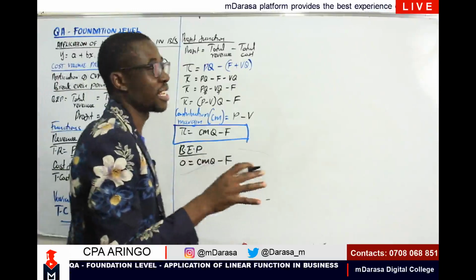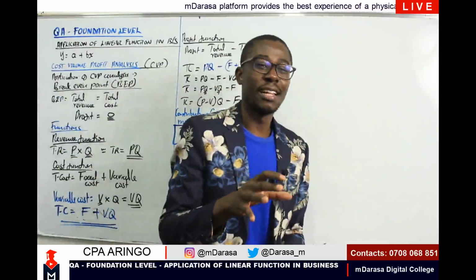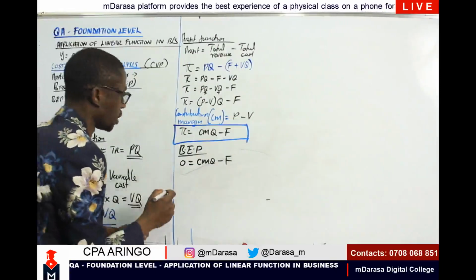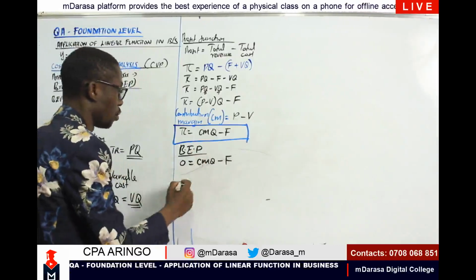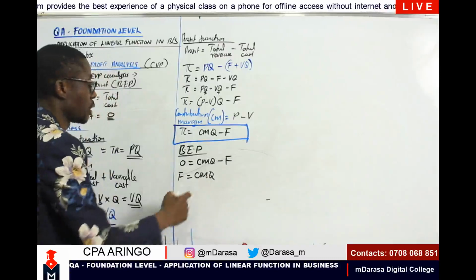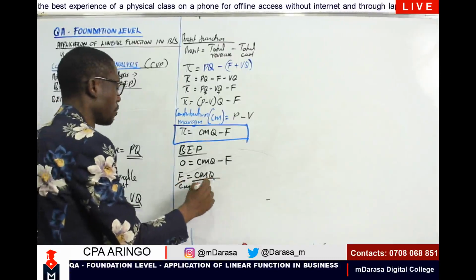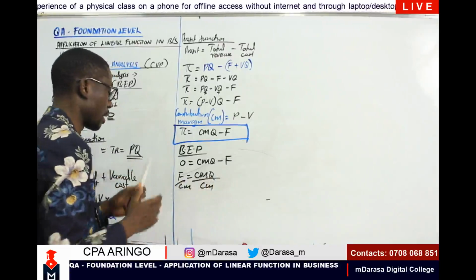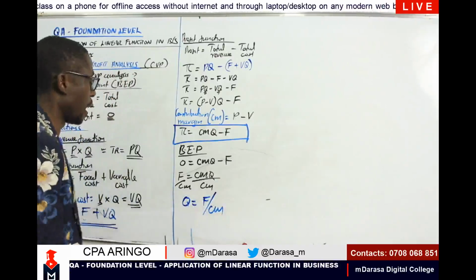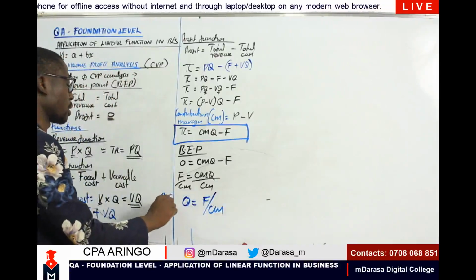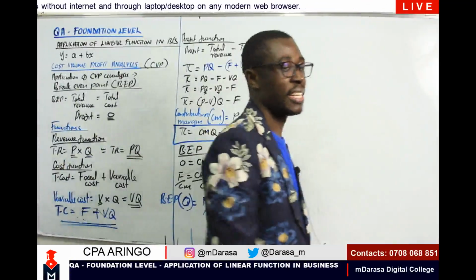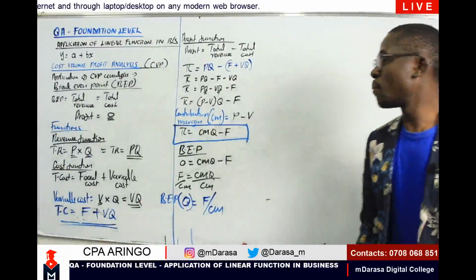And how will we make Q the subject of this formula? That will be very easy, because F will be equal to CMQ. I need Q to be the subject, so divide by CM. So you can agree and say that our Q here will be equal to F divided by CM. And this is our break-even point in quantity.